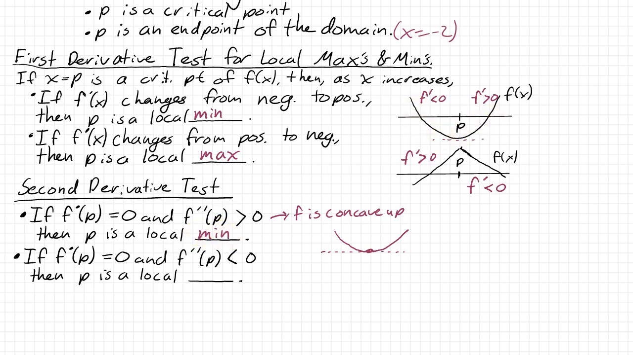And this is actually a drawing of that too. But then the second part says if f prime of p is 0 and f double prime is less than 0, that means f is concave down, and we have a slope of 0 at that point p. The only way to draw a concave down graph is here. If you try to draw something that's concave down elsewhere, you're going to fail. It doesn't quite work. This is the only way to draw a concave down graph. That makes p a local maximum.